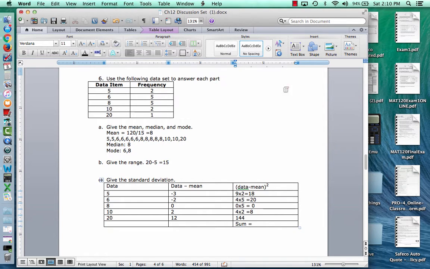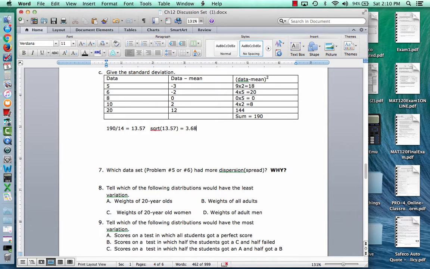So then the sum is 190, and then I take that 190 and divide by the number of data values, which is 15, or sorry, divide by the number of data values minus 1, so I take 190 divided by 14, and I get 13.57. Then I take the square root of that answer, square root of 13.57, and I get 3.68. So the standard deviation is 3.68.